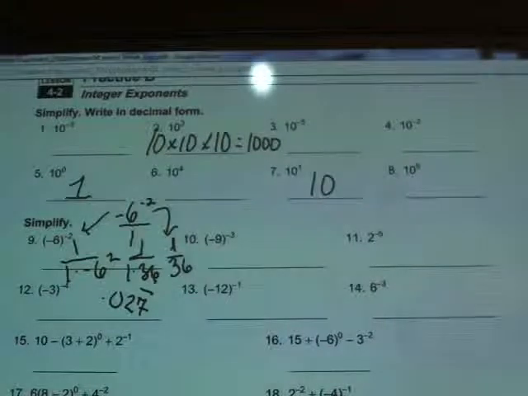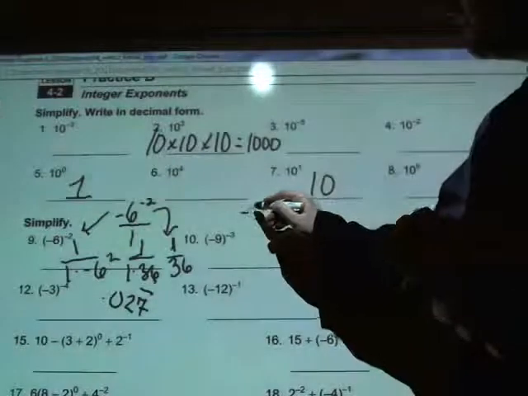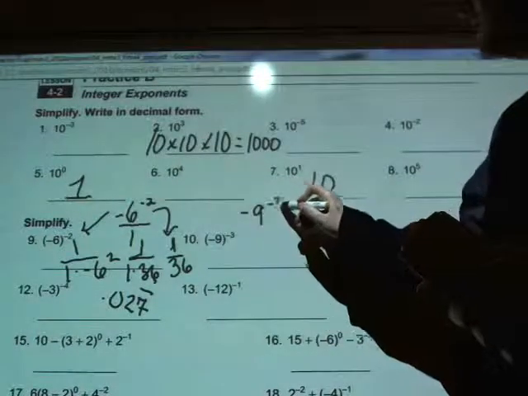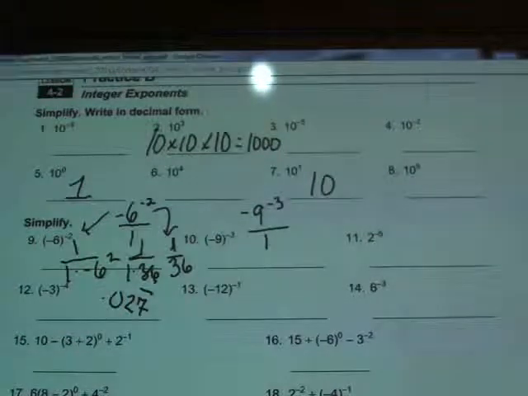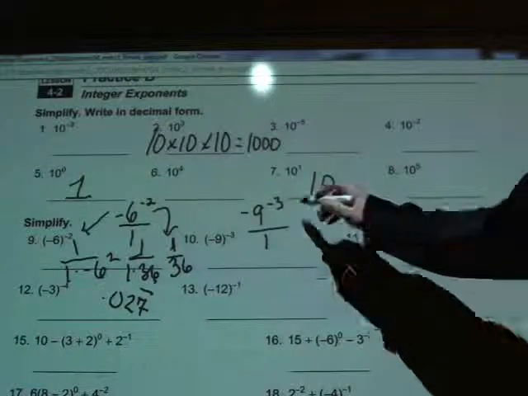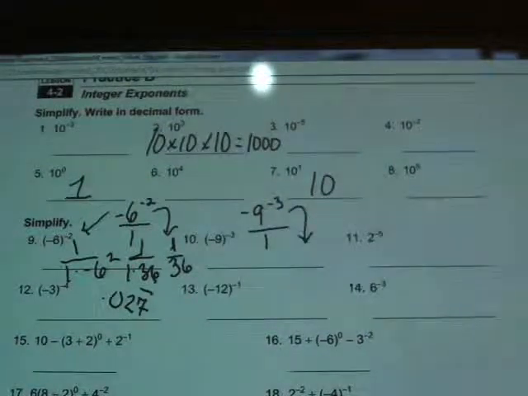All right, let's try that again with number 10. Negative 9 to the negative 3rd power. All right, so we want to go ahead and write that like a fraction. So that's negative 9 to the negative 3rd power over 1. And then I want to take that part with the negative exponent and flip it to the other side of the fraction and make it positive. So that's going to flip down, and that negative 3 as an exponent is going to become a positive 3.